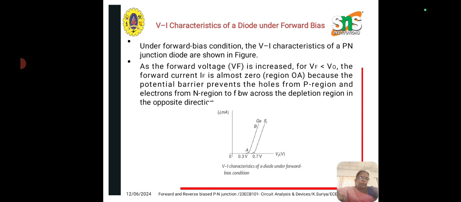When the holes and the electrons move towards the opposite regions, the depletion region gets reduced. This is the characteristic of the PN junction diode during the forward bias. As Vf is less than V0, the forward current is almost zero because the potential barrier prevents the holes from the P region and electrons from the N region from crossing the depletion region in the opposite directions. Once the cut-in voltage is reached, the current will start flowing.